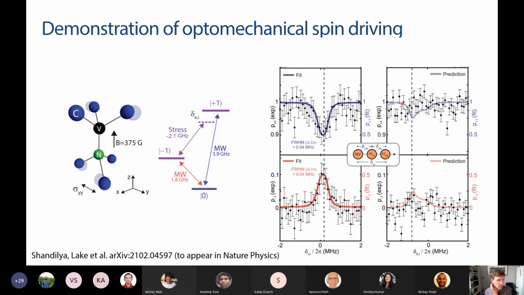The data on the left shows that if our system isn't on resonance, then nothing really happens. Okay, so this corresponds to a scenario where our stress field is not resonant with our transition. And so this is the first demonstration of optomechanically modified spin populations in these diamond devices.